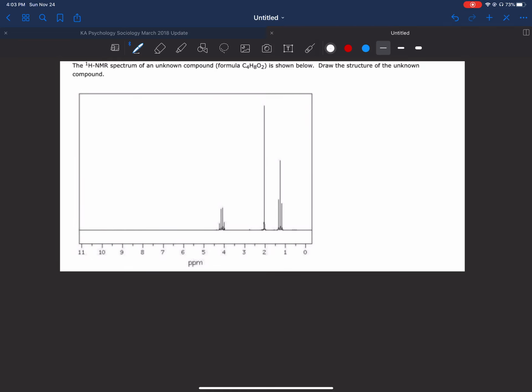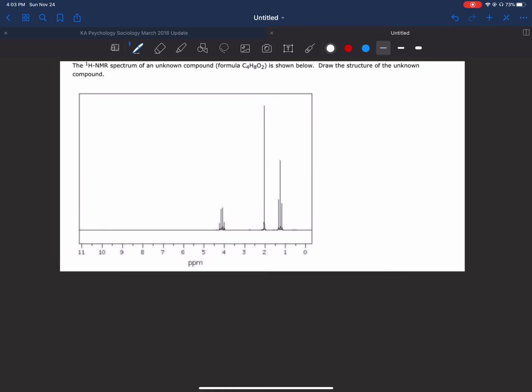Also, remember, when you do CNMR, HNMR, and they give you a formula, one of the first things you need to do is calculate IHD, right? If you get an IHD of 4, most of the time that means you have a benzene ring. So always watch out for that, okay? Usually means that you have a benzene ring.